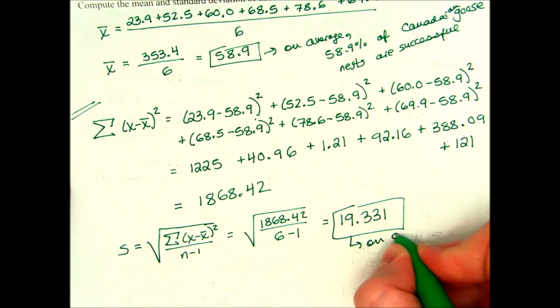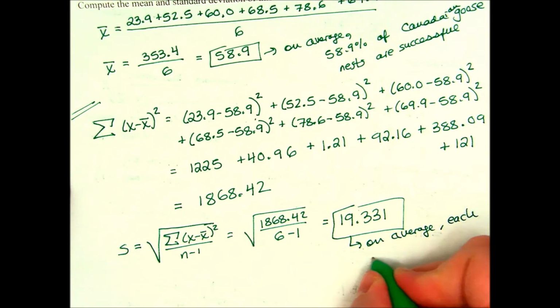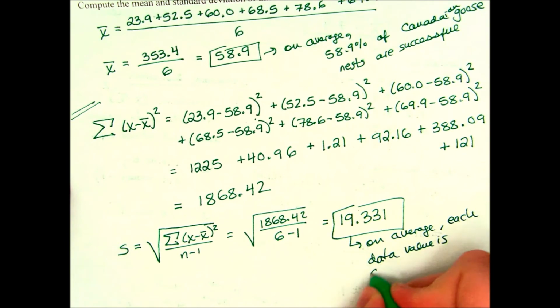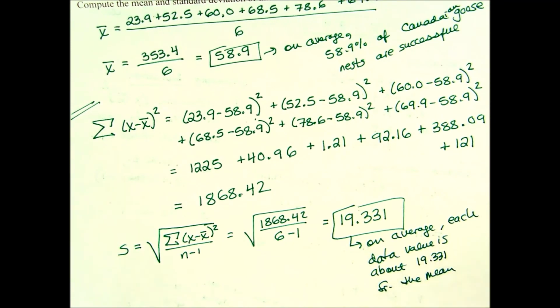On average, each data value is about 19.331 from the mean. And the point is, the bigger the standard deviation, the more spread out our data is. I think that's all I have to say about that.